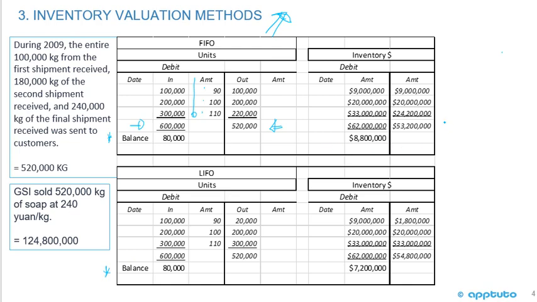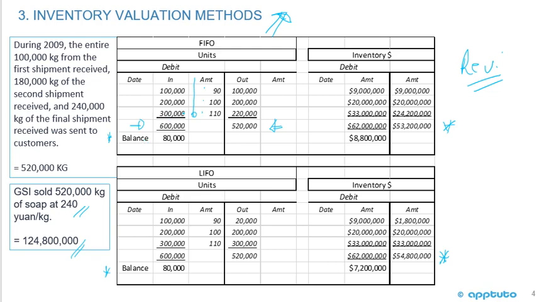What's going to be different is our cost of goods sold. Our sales is always going to be the same, regardless of inventory method. We sold 520,000 kilograms of soap at $241 per kilogram. That's $125,320,000. So our revenue is always going to be the same, but then depending on our inventory method, our cost of goods sold, and therefore our ending inventory, is going to be different.